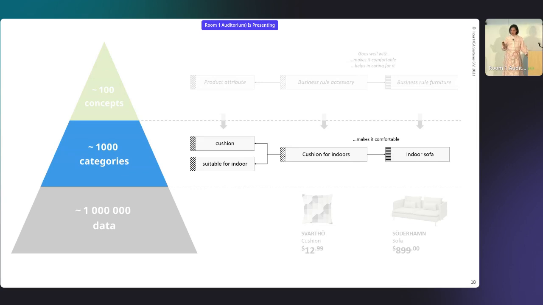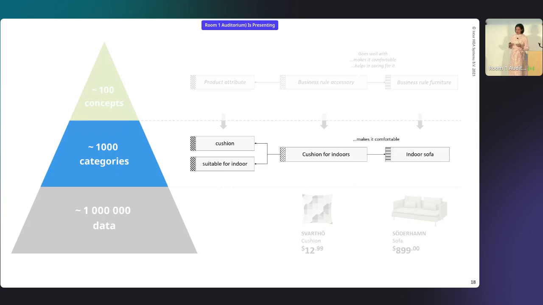Then on the second middle layer, the categories layer, we go to the actual business rules. That's where we define them. So we're saying, well, there's the shape of the cushion, and there's also this other product attribute for suitable for indoors. And this information we both use to create the business rule for the accessory of cushions for indoors. So we could also have cushions for outdoors, different materials, different things, but we have these cushions for indoors, and that's our business rule. It connects to these product attributes, is composed from them.